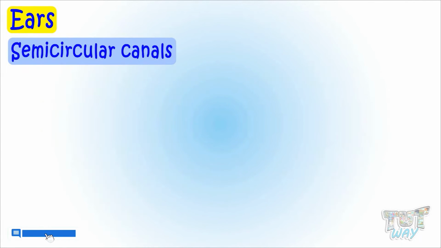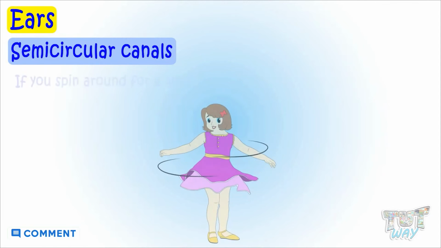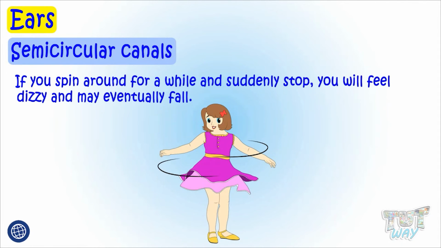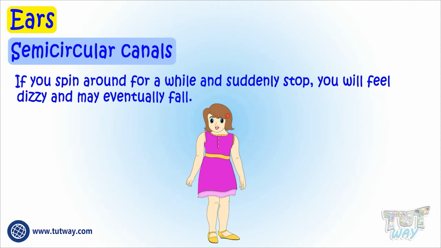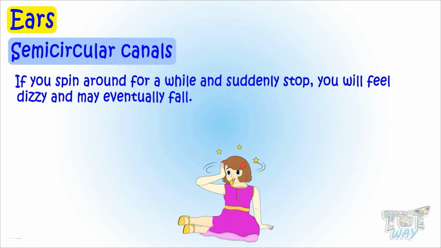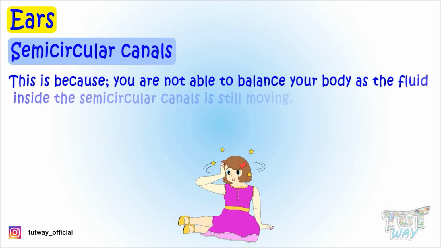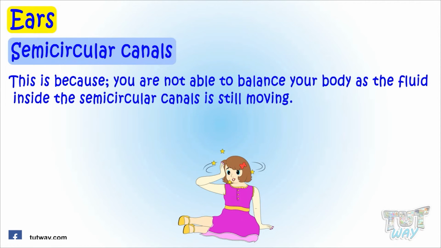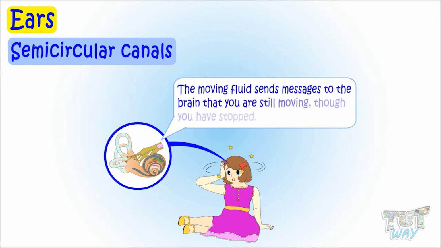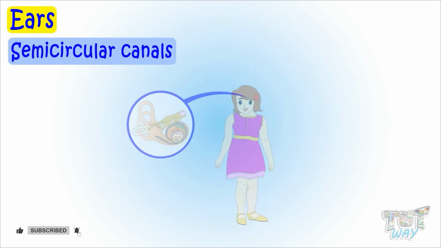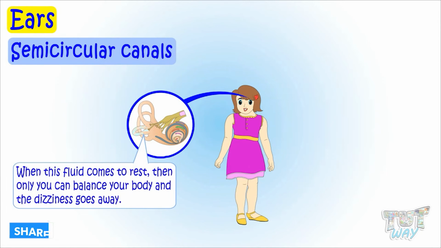Let's try to understand this with an example. If you spin around for a while and suddenly stop, you will feel dizzy and eventually fall. This is because you are not able to balance your body. And this happened because the fluid in the semicircular canals is still moving and sending messages to the brain that you are moving, though you have stopped now. When this fluid comes to rest, then only you can balance your body and the dizziness goes away.